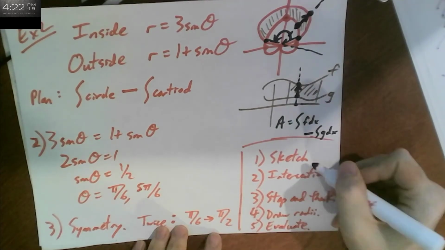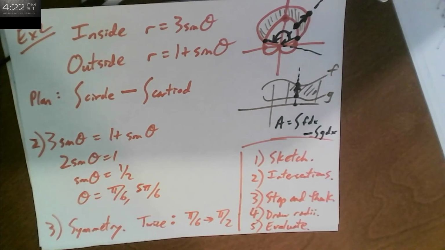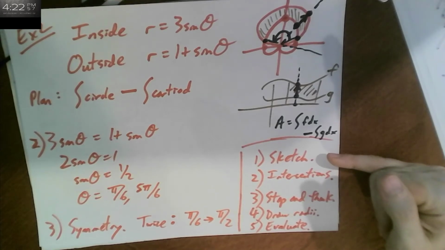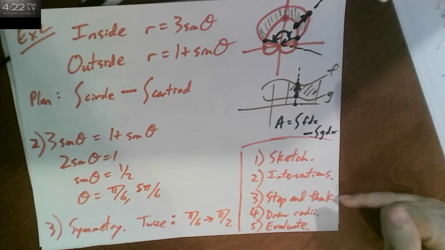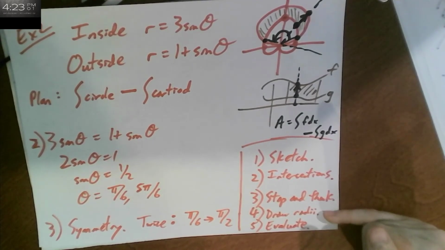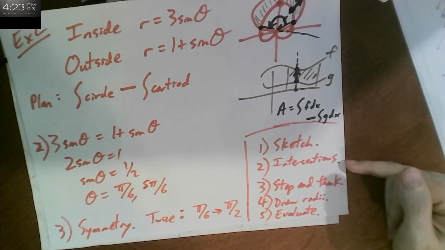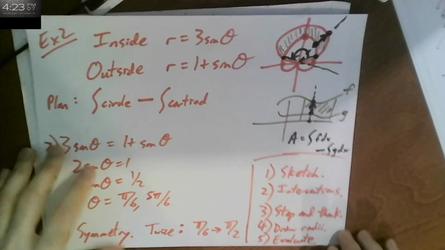Evaluate. And there are our steps. Sketch, find the intersections, stop and think, draw the radii, and evaluate. And this really bothers me now, right? Because imperative verb phrase, command, imperative verb, and intersections. I'm so sorry. That should say, like, find intersections, but too late.